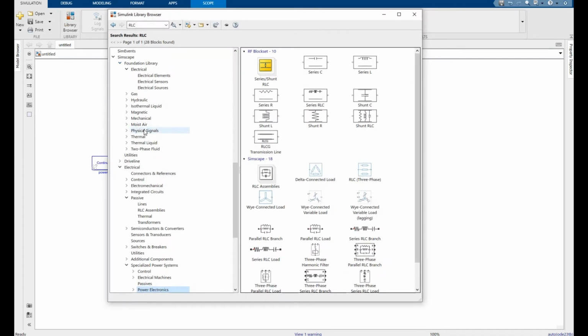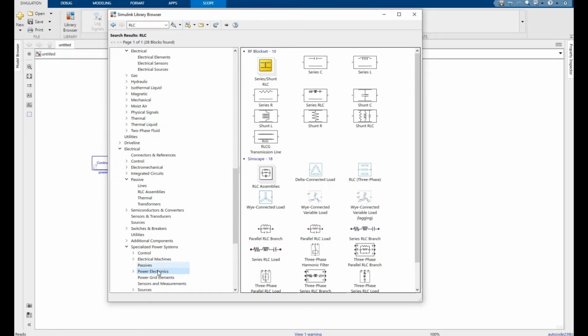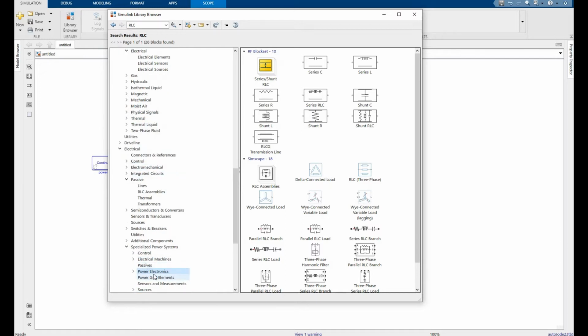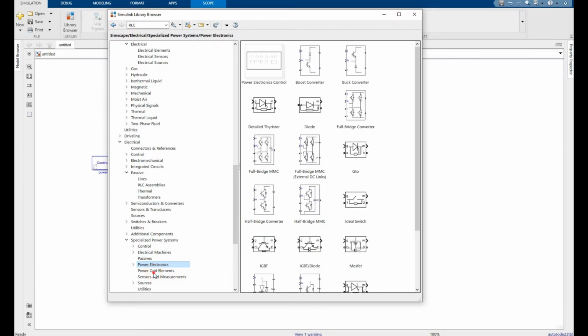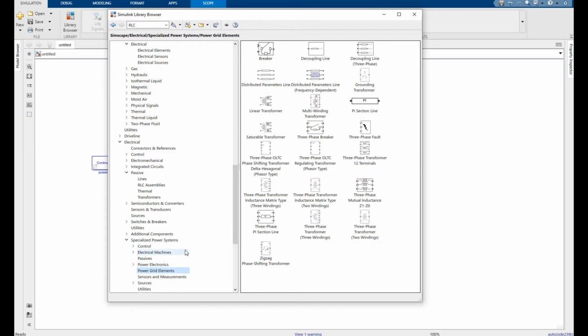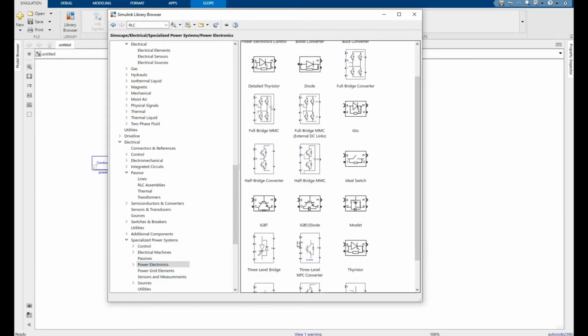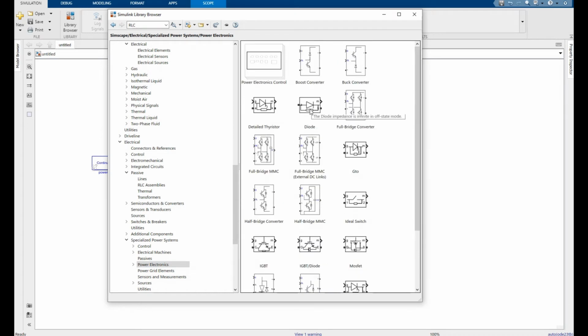First of all, where you will find the diode, go to the Simscape library and then all the way down to Electrical, and you will reach Power Electronics. Once you click on Power Electronics, in Power Electronics you will pick a diode. Where is it? Here it is, right?